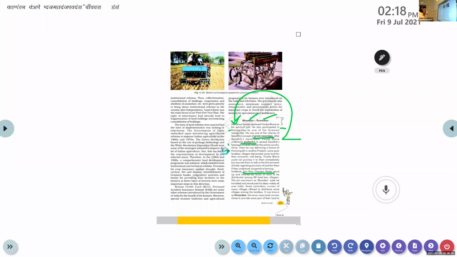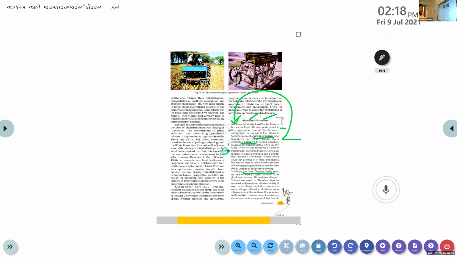So in Pochampalli, one day, Vinoba Bhave delivered a speech. At the same time, some poor landless villagers demanded some land for their economic well-being. So poor landless farmers, what did they demand? They wanted some land to cultivate and improve their standard of living, right?